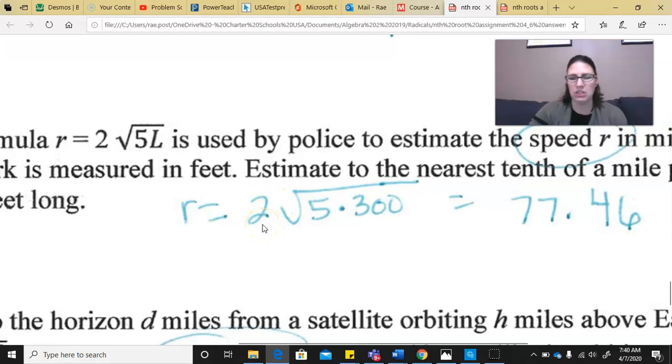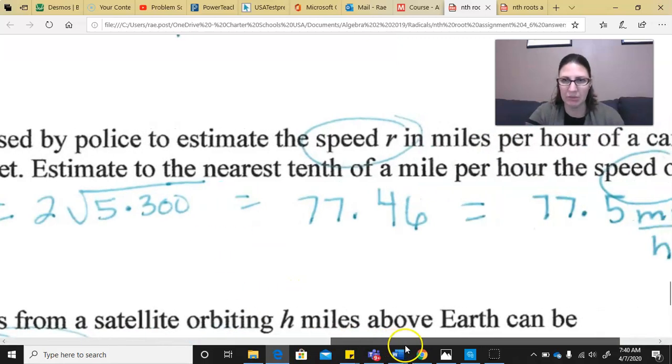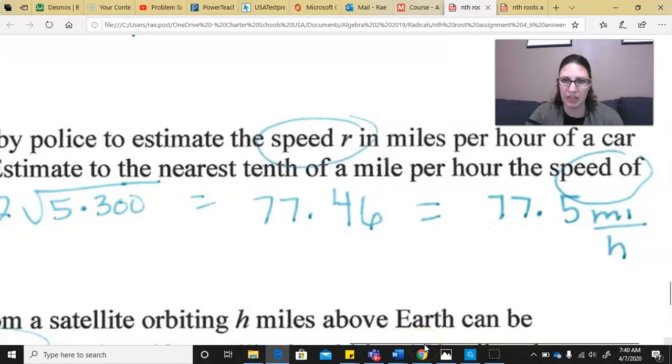It's just like, we're going to talk about these actually tomorrow, multiplication of square roots or radicals. And so you just simplify what's inside the radical and multiply it by 2. And that's it. And you would get something like 77.5 miles per hour.